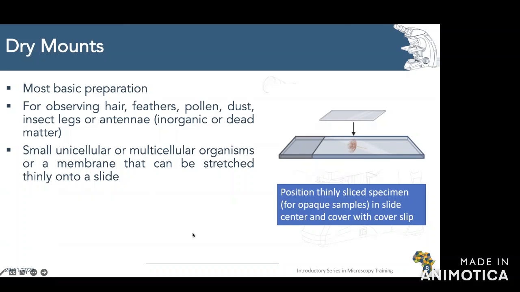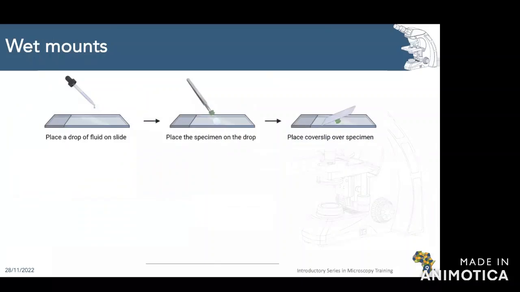This can also be done for small unicellular and multicellular organisms, or a membrane. I think some of us will remember doing the onion membrane, which can be stretched thinly onto a slide, and then you can image it. So very, very simple. And these can be stored for long periods of time, especially if they're dried samples, they won't go anywhere.